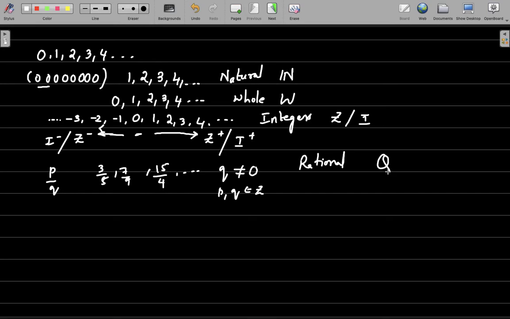And the numbers that cannot be represented in the form of p by q are called as irrational numbers. Now, what are irrational numbers? Irrational numbers, as I told you, are those which cannot be represented in this form of p by q. That is, those which are not rational are called irrational. Well, this is the definition of it. But how do you explain about this?